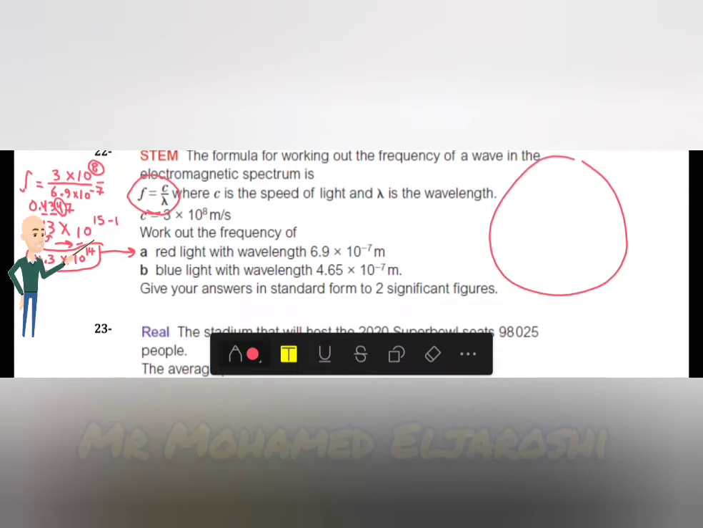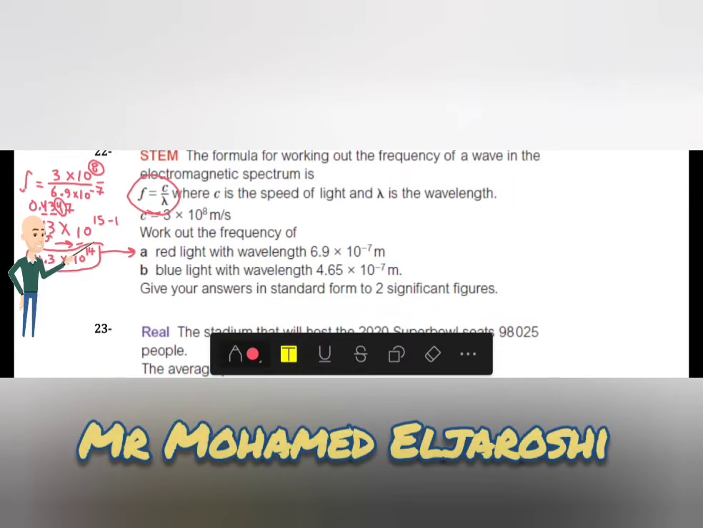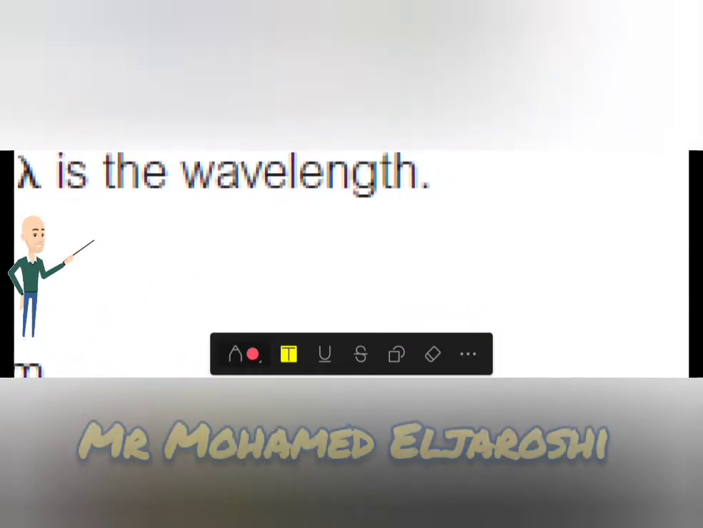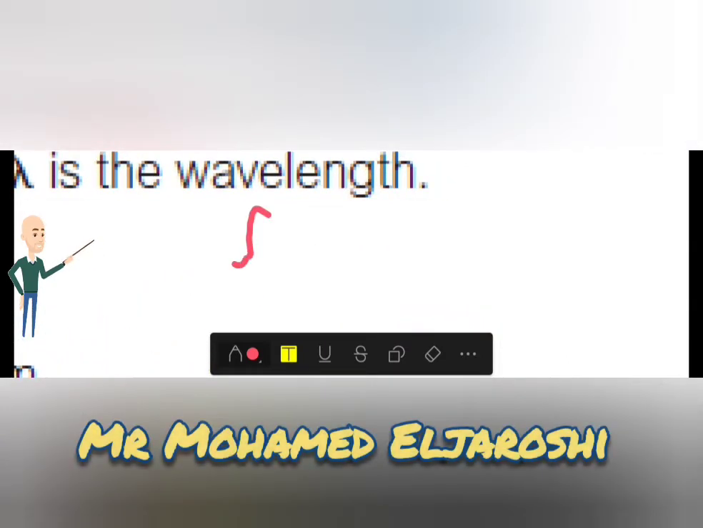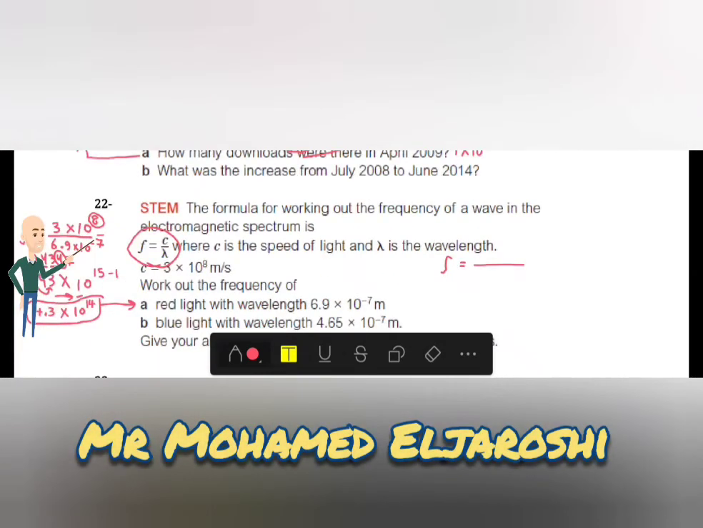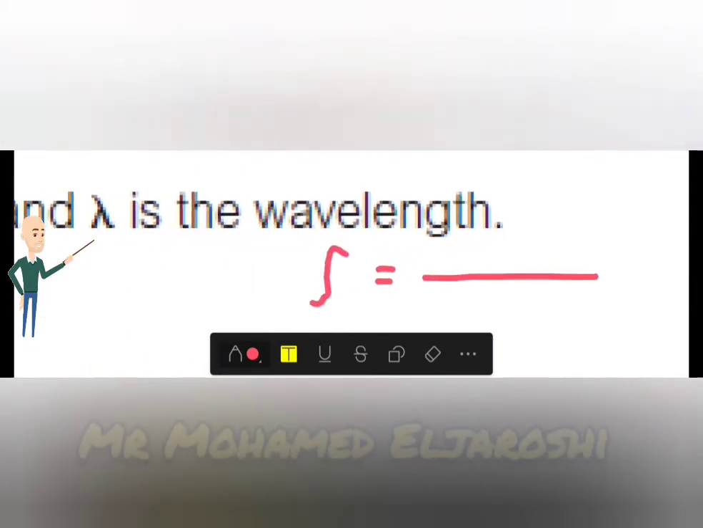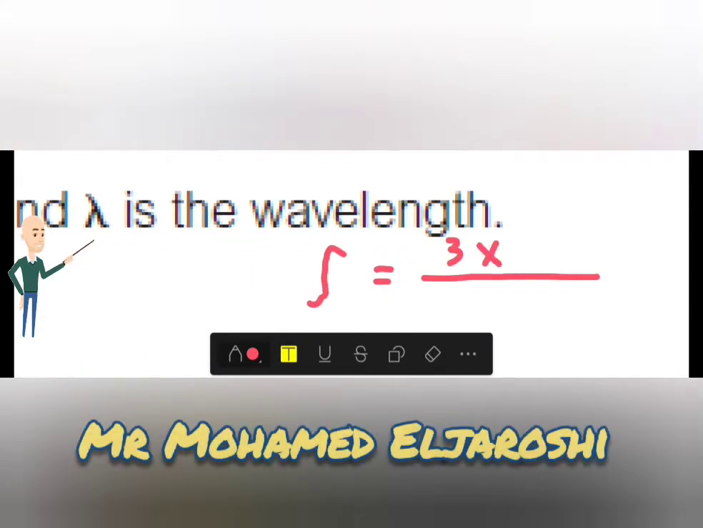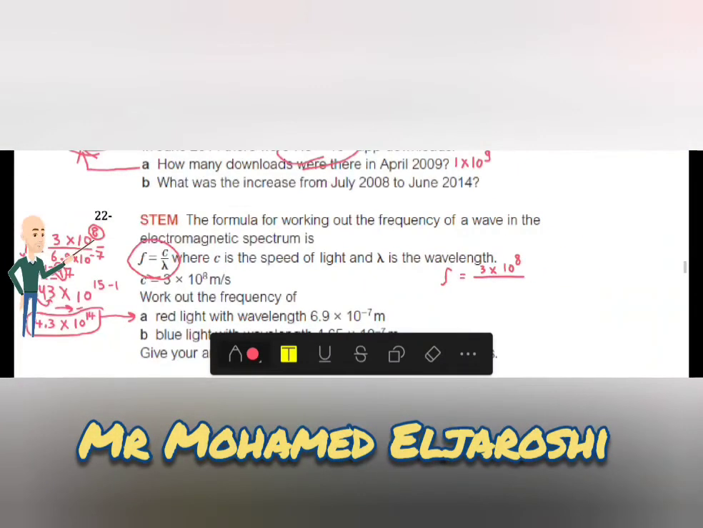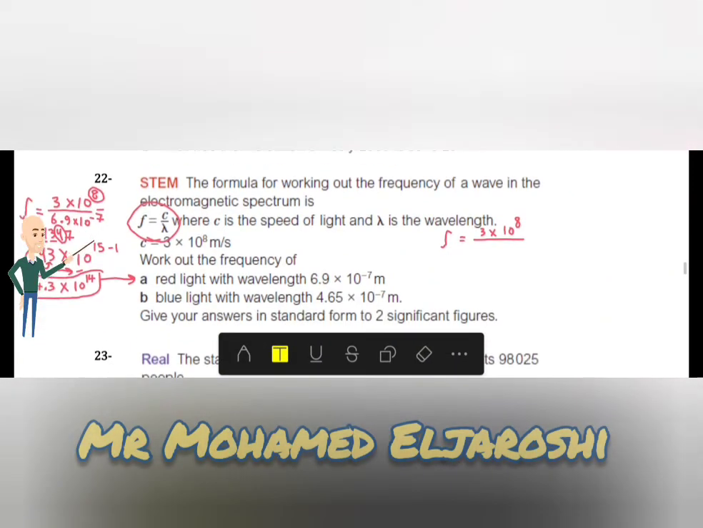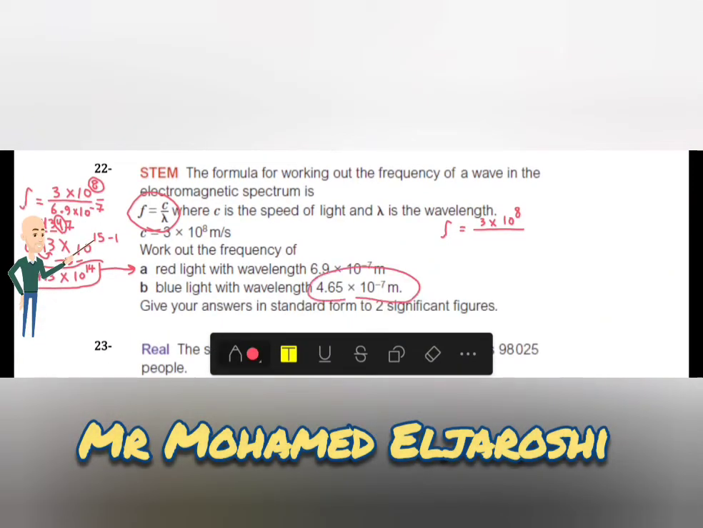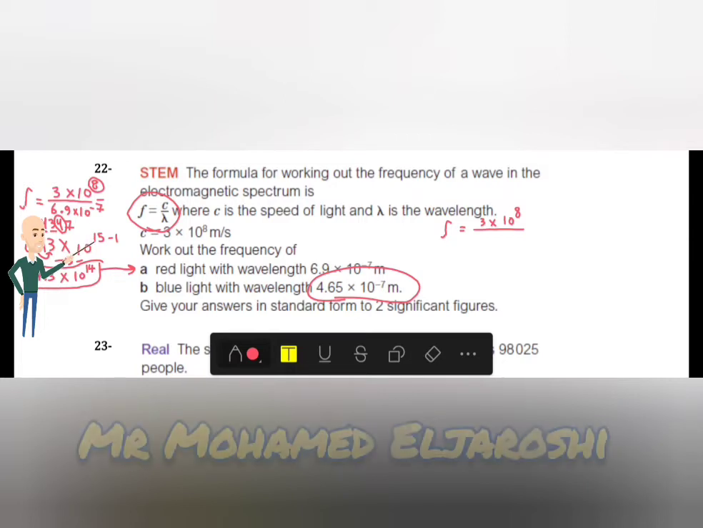Now, let's do it together. As we said, the same formula, so it's going to be like this. Frequency equals the speed divided by the wavelength. So the speed is 3 times 10 power of 8, same thing. 3 times 10 power of 8. And then we divide it by the wavelength in the blue here. So it's 4.65 times 10 power of -7.